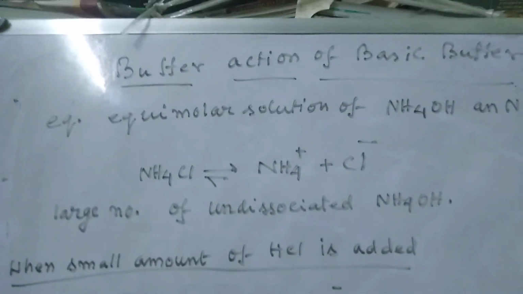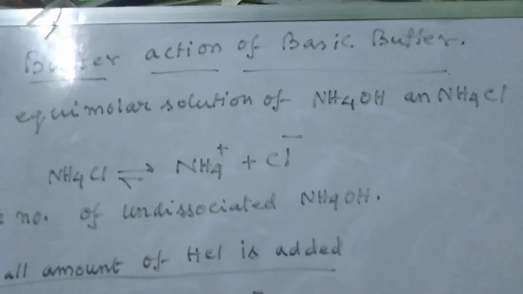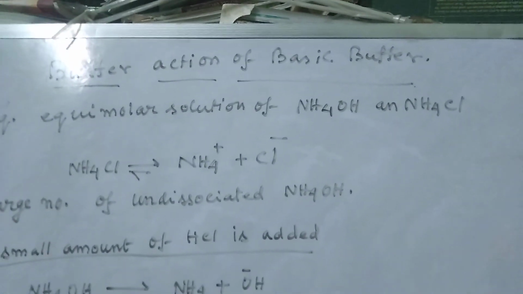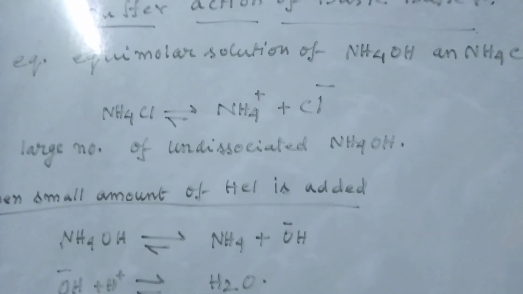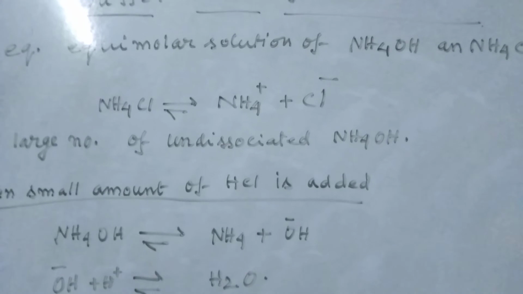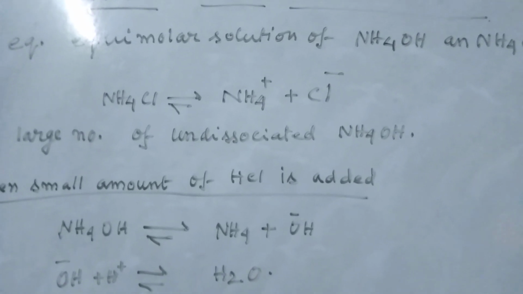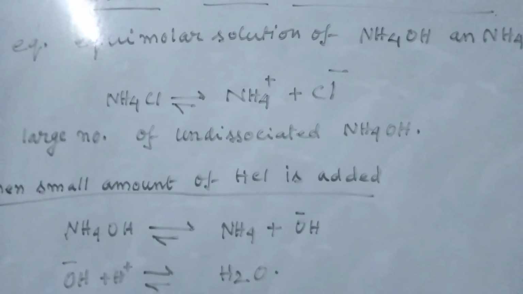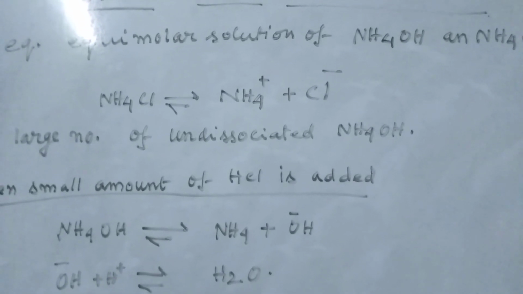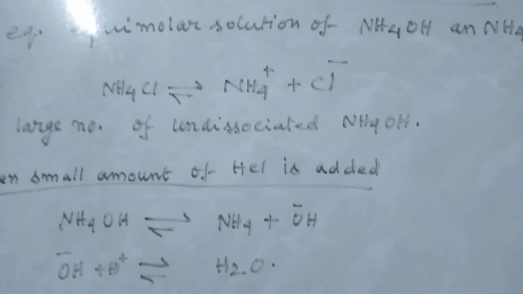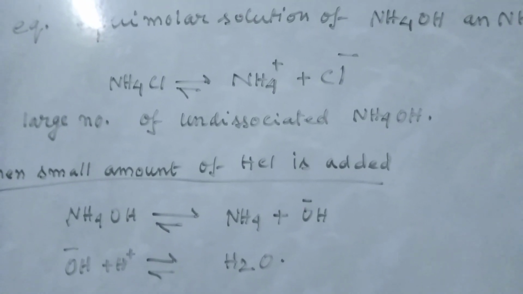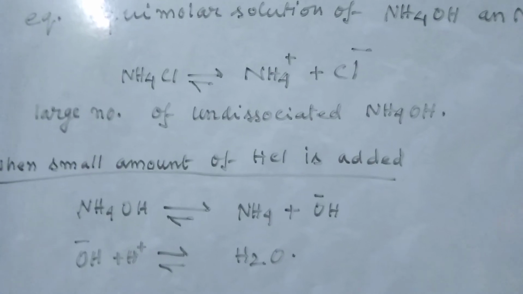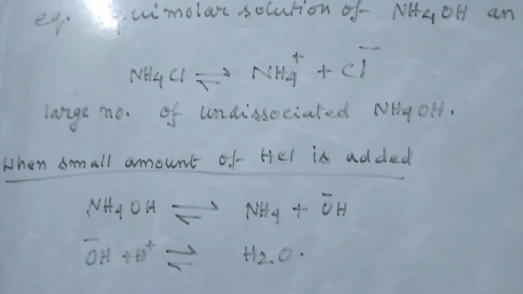Now, for basic buffer action, we take the example of an equimolar solution of ammonium hydroxide and ammonium chloride. Now in this mixture, ammonium chloride is completely dissociated and forms NH4+ ion and Cl- ion, so the solution contains a large number of ammonium ions and chloride ions, and also a large number of undissociated ammonium hydroxide, because ammonium hydroxide is a weak base and dissociates to a very small extent.